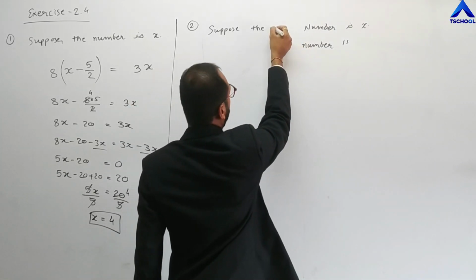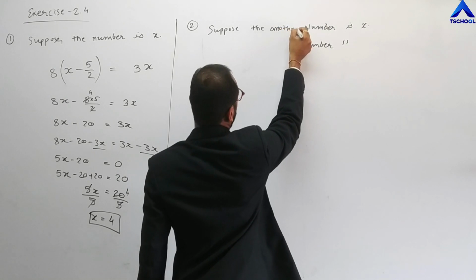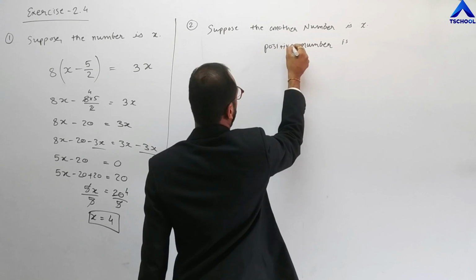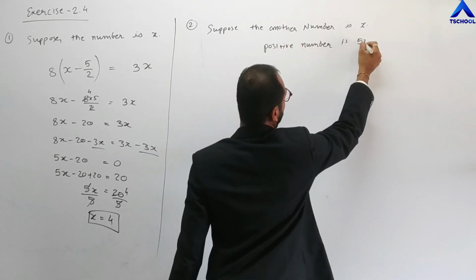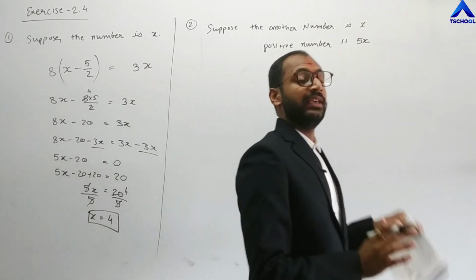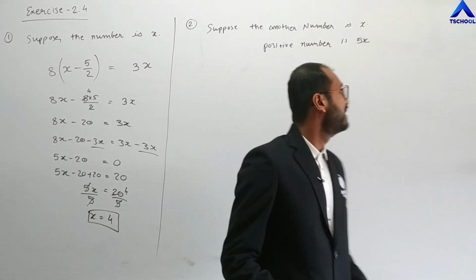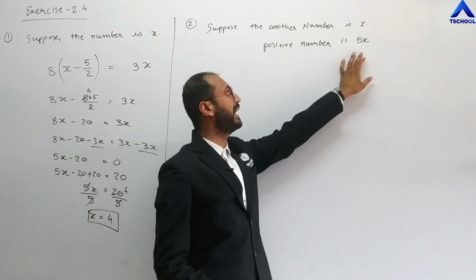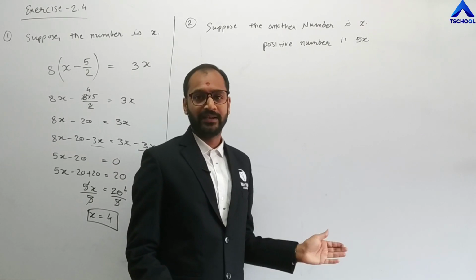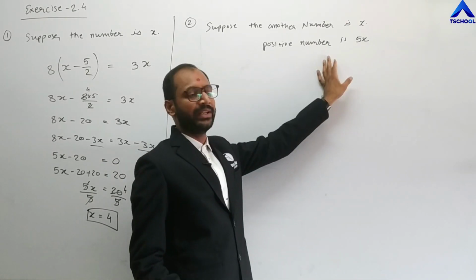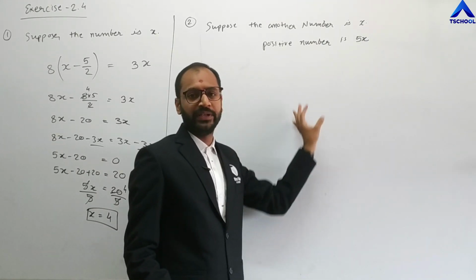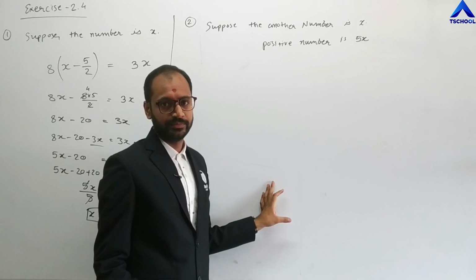So suppose the other number is x. So the positive number should be 5 times x. Clear? This type of assumption is easy to solve. You may consider that the positive number is x, then the other number should be x by 5. Clear? This type of assumption is also simple to solve. That assumption is also correct and we get the same answer.